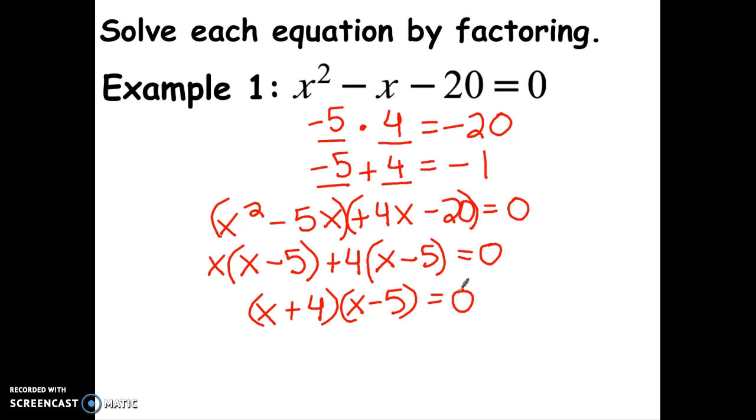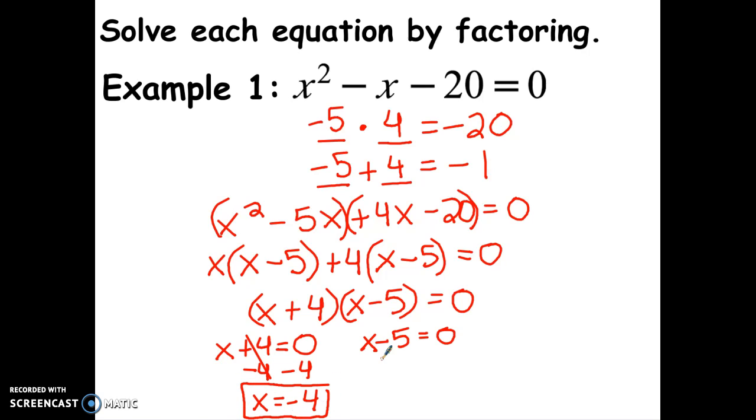Now we're going to set each binomial equal to 0. So we have x plus 4 equals 0. And we have x minus 5 equals 0. And then our last step, which is to solve for x. So we know we have to subtract 4 on both sides. And so we're left with x equals -4. And here we need to add 5 on both sides. And we're left with x equals 5. So your answer is x equals -4 and x equals 5.